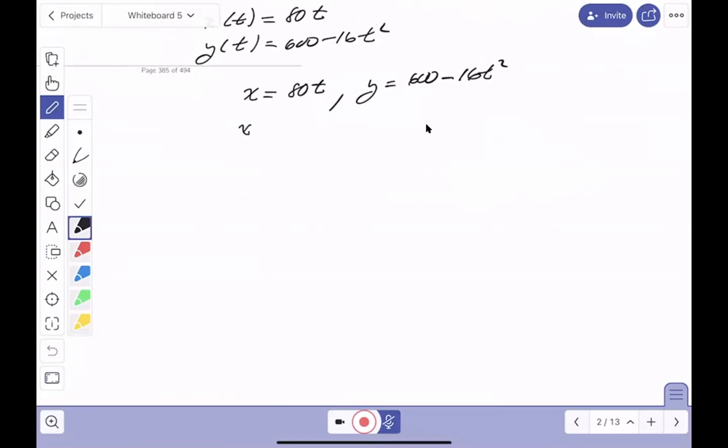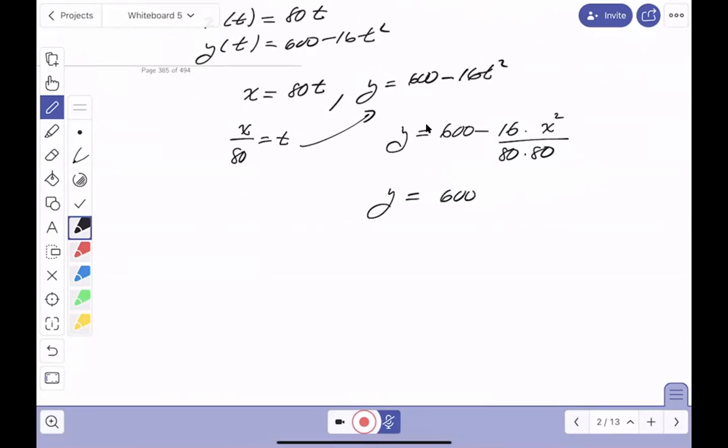We're going to eliminate the parameter by making a substitution over here. I'm going to say x over 80 is equal to t. I'm going to plug it in up here. What do you get? y equals 600 minus 16 times t squared. Well, t is x over 80, so that square is going to be x squared over 80 squared, which is 80 times 80.